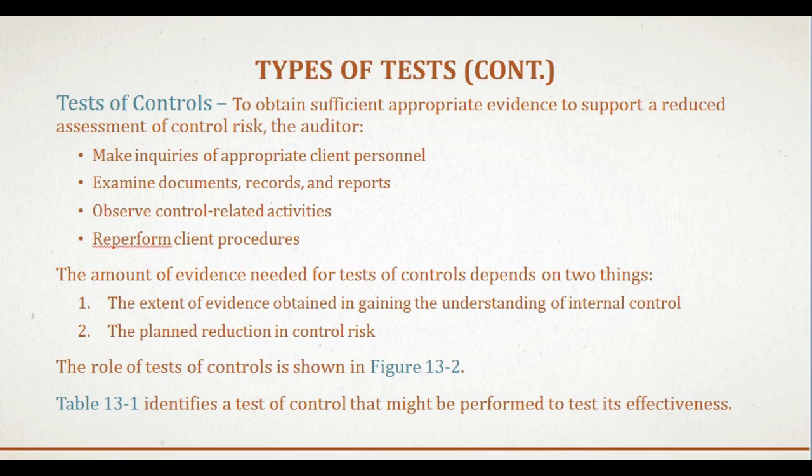The first type of further audit procedure we will discuss is the test of controls. Test of controls is the audit procedure performed in order to obtain sufficient appropriate evidence to support a reduced assessment of control risk. The test of controls may include the following procedures by the auditor, which are to make inquiries of appropriate client personnel, to examine documents, records, and reports, to observe control-related activities, and to reperform client procedures. The amount of evidence needed for test of controls depends on 2 things: the extent of evidence obtained in gaining the understanding of internal control, and the planned reduction in control risk.